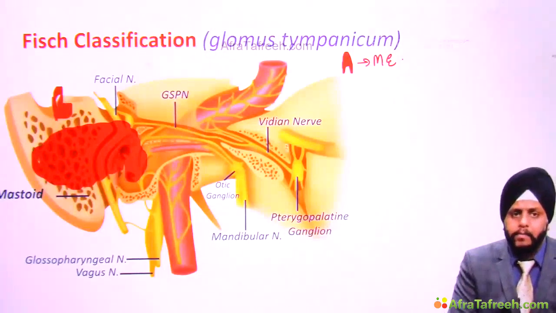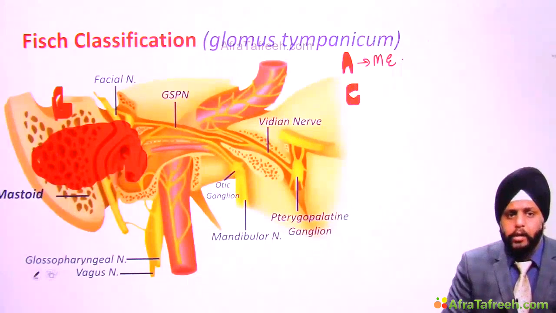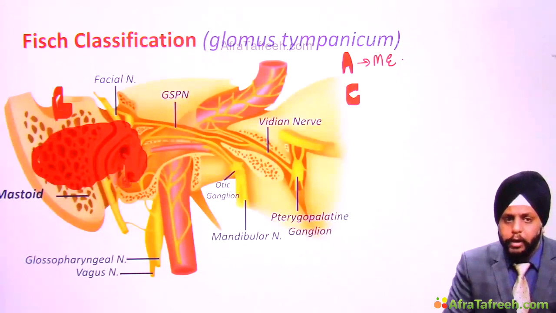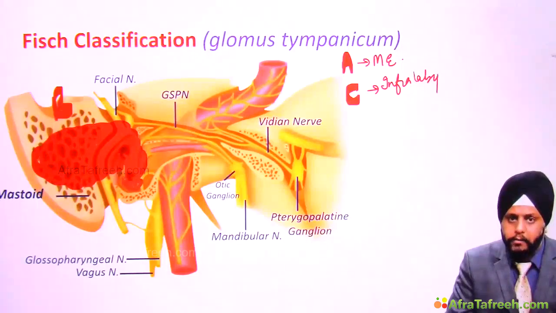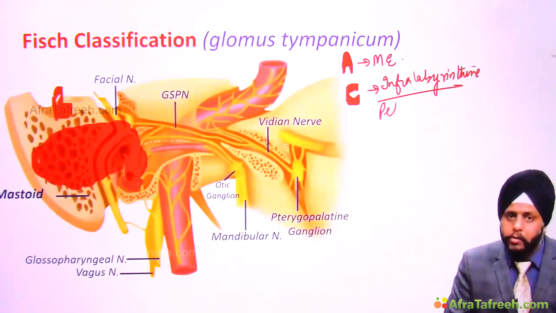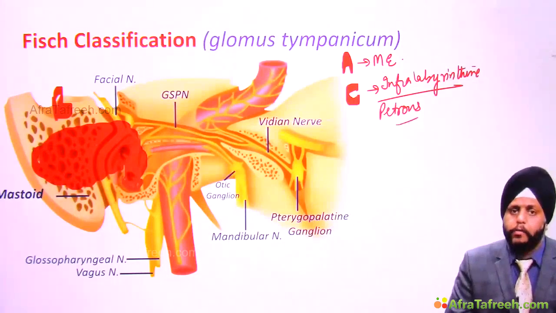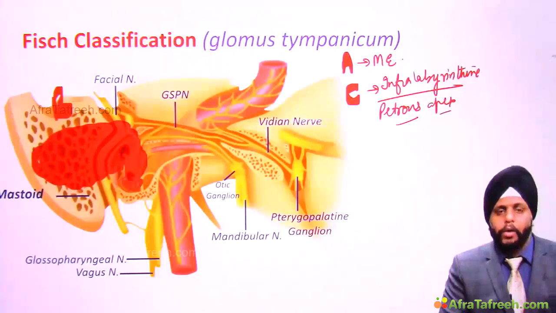Okay, now type C. What is type C? Type C is when it goes below the inner ear. Okay, so we call it infralabyrinthine. Okay, it takes the route below the inner ear, infralabyrinthine, or it reaches the petrous part of temporal bone, petrous apex.